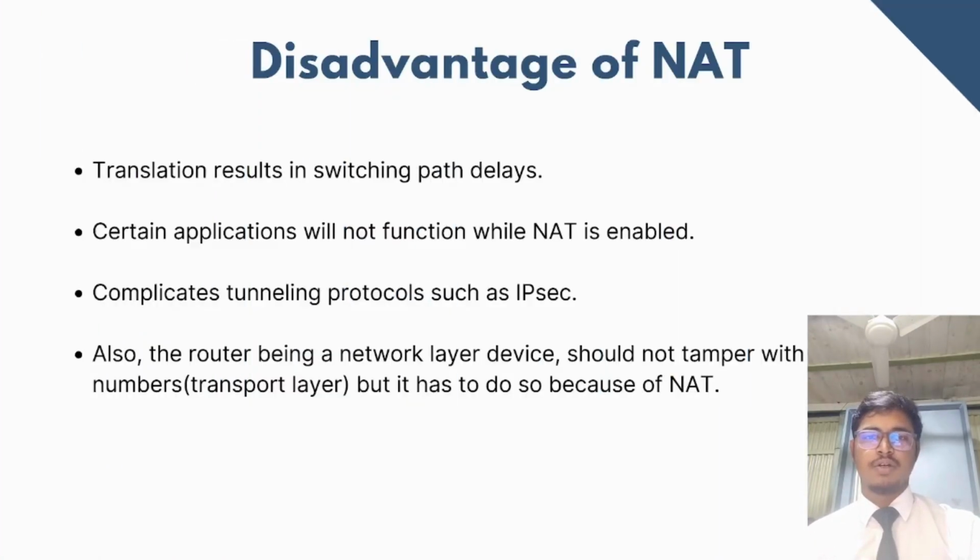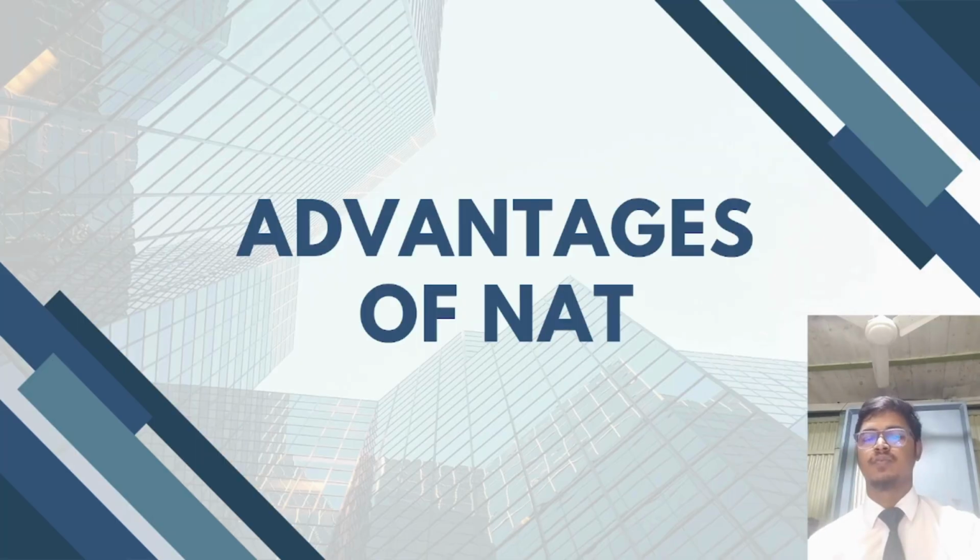Disadvantages of NAT. Normally, translation results in switching path delay, slower network performance on high traffic, sometimes problems with peer-to-peer applications, and sometimes it is harder to monitor, debug, and manage the network. It complicates tunneling protocols such as IPsec. Also, the router, being a network layer device, should not tamper with port numbers. It delays the adoption of IPv6 and makes it more difficult to diagnose and track issues.